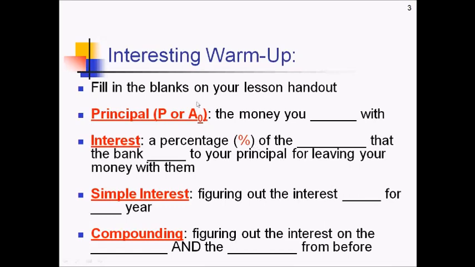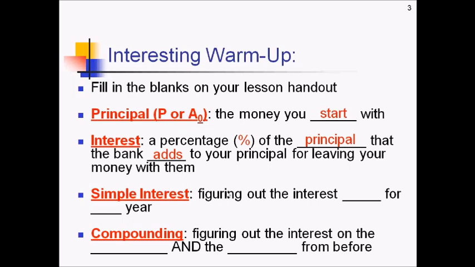All right, so going through each of these are all very important concepts for today's lesson. So we have the principal, which we symbolize with a P, or this A0 here, that means like initial amount. This is the money that you start with when you're investing. The interest, that's a percentage of the principal, the money that you're starting with, that the bank is going to add to your principal for leaving your money with them. It's basically the price of holding on to money.